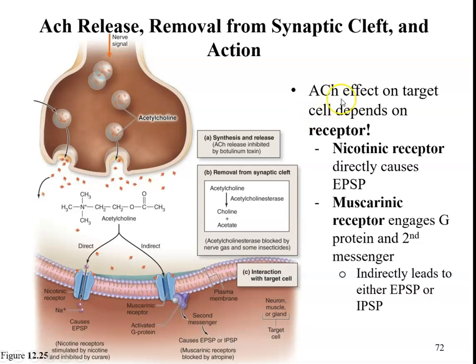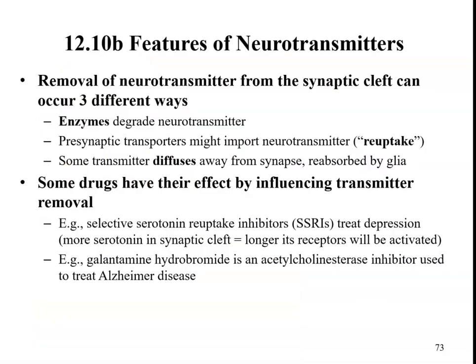Note that acetylcholine's effect on the target cell is going to depend on the receptor. So if you have a nicotinic receptor, like this one, that's going to directly cause an excitatory potential. If you have a muscarinic receptor, like this one, this can cause either excitatory or inhibitory effects, depending on what the G protein and second messenger do.